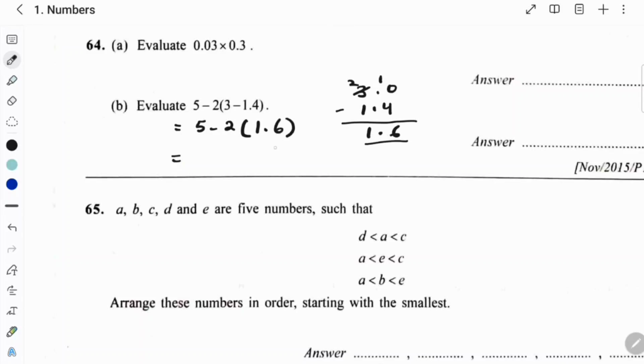Okay. So 2 times 1.6, 2 times 16 is 32, 1 decimal place, so 3.2. Now 5 minus 3.2. So what do you do? You just subtract 3.2 from 5.0. It is 4 and 1. Then it will become 10 minus 2, it is 8, and subtraction 4 minus 3 is 1. So 1.8 is the answer for this question.